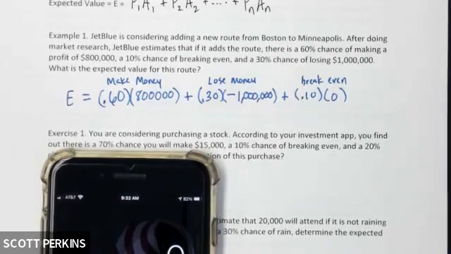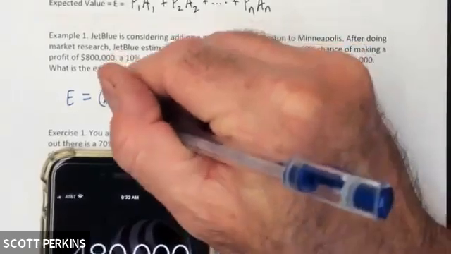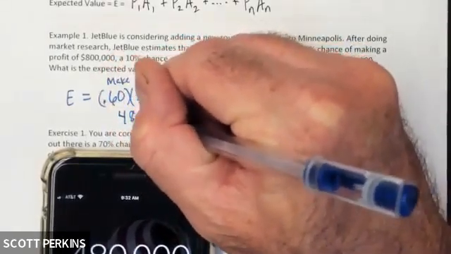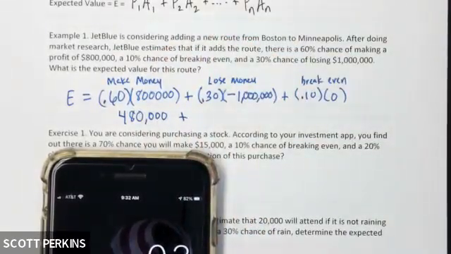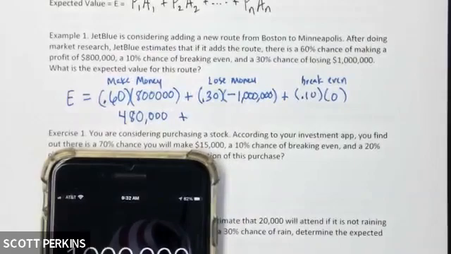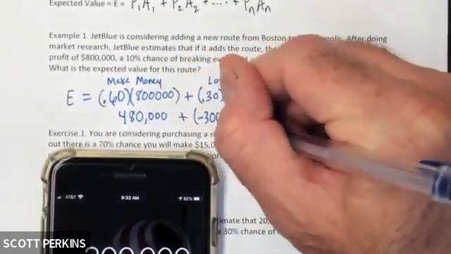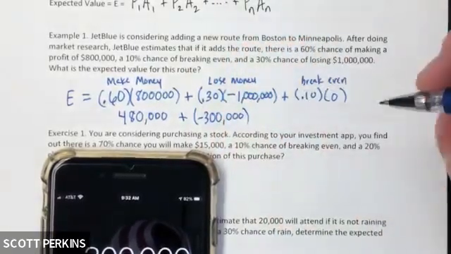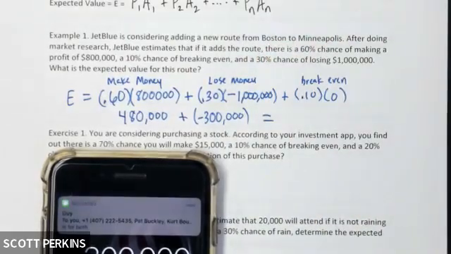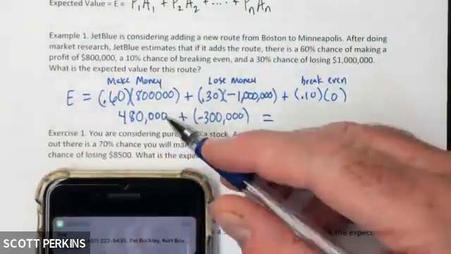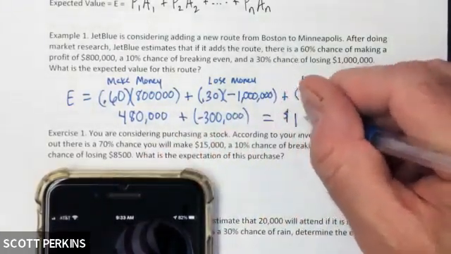So now I've got 0.6 times 800,000. That is going to be 480,000. And then I've got 0.3 times negative a million. That's going to be negative 300,000. And then 0.1 times 0, anything times 0 is 0, so I don't have anything on that last term. So then I have 480,000 plus negative 300,000. And that is going to be positive 180,000.